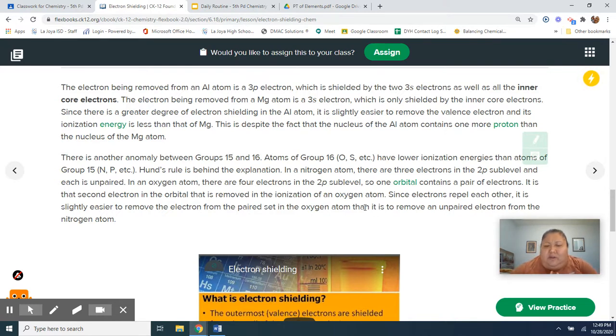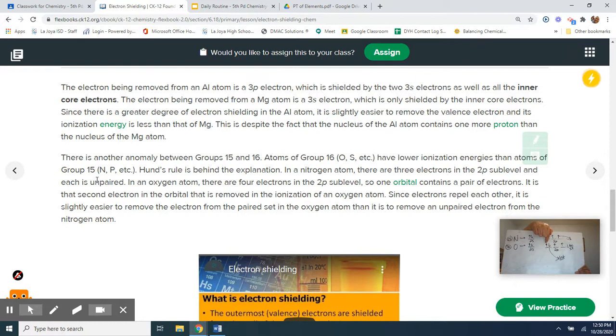Okay, and it makes it super confusing, because they use a lot of terms that we haven't talked about yet. So in a nitrogen atom, there are 3 electrons in the 2p sublevel. Each is unpaired. Okay, so that sentence is talking about this one right here, unpaired electrons. And then it talks about in oxygen, there are 4 electrons in the p sublevel. 1 orbital contains a pair of electrons. So now they're talking about this one right here. 4 electrons. Instead of having them all unpaired like you do here, there's 1 paired electron.